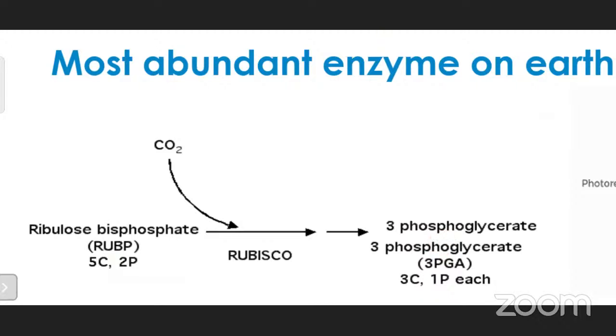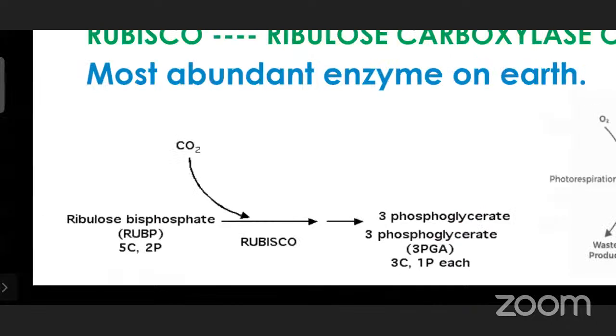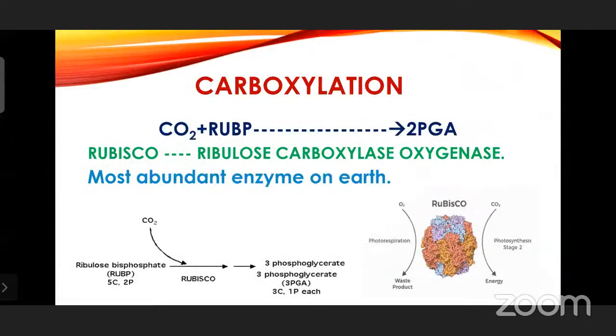1 P means, as you know, RUBP has 2 phosphates here. It will also divide, no? So when it divides, 1 phosphate goes to this PGA, another phosphate to the other PGA. So here 3C, 1P indicates 3 carbon atoms and 1 phosphate present in one single phosphoglyceric acid. So here 2 molecules of phosphoglyceric acid are formed. So this is carboxylation, the very important step that you have to remember.